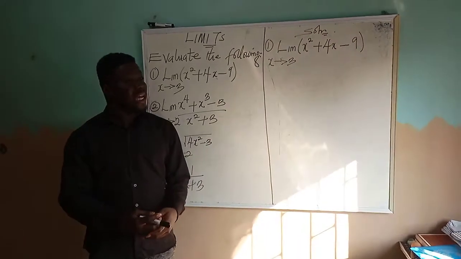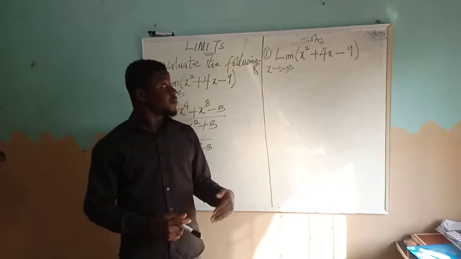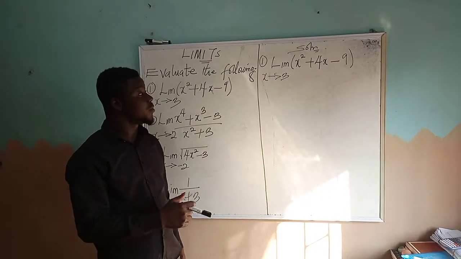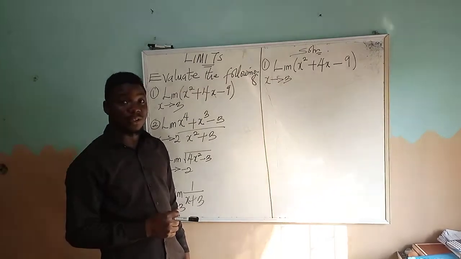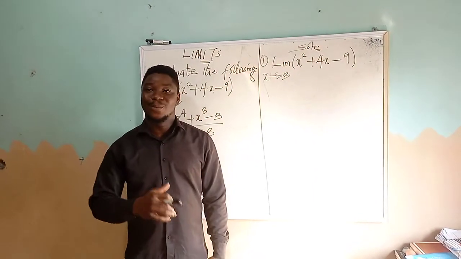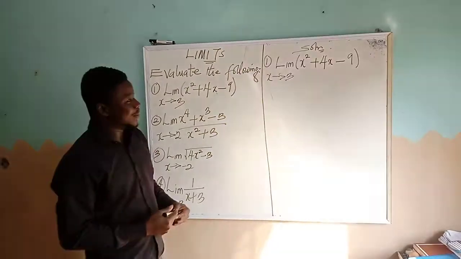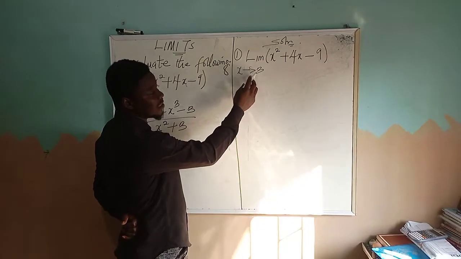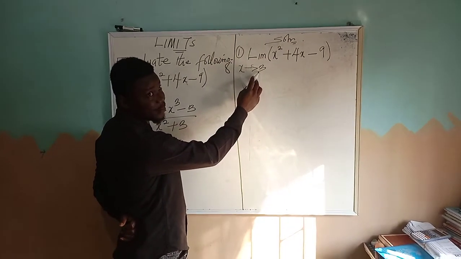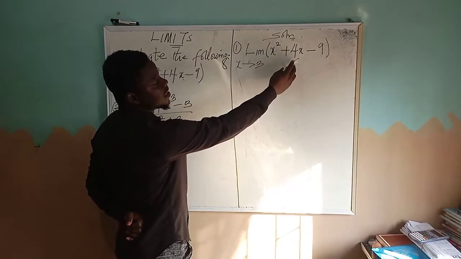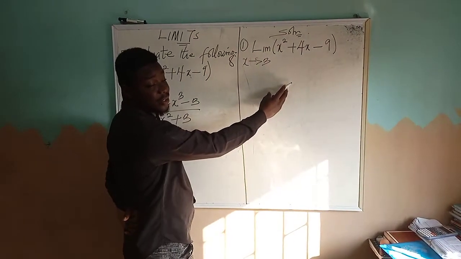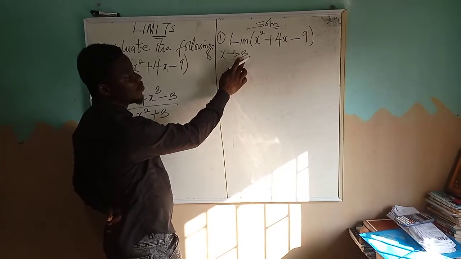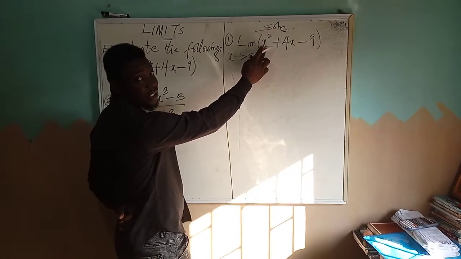Now, when you are given something like this to do, all you need to do is substitute the approaching or tending value of x into the given function. Although for some of us who do not understand the meaning of approaching and tending value, let's see. This value of x with this arrow 3, that's the approaching or tending value of x. And this x squared plus 4x minus 9 is the given function. So for us to evaluate this, we just have to substitute this 3, which is the approaching value of x, in this function.